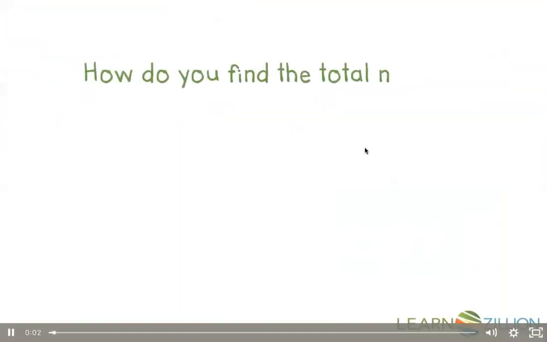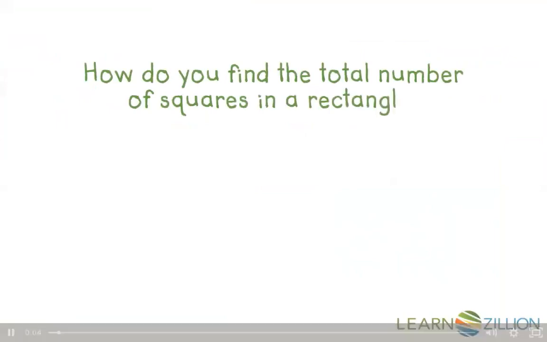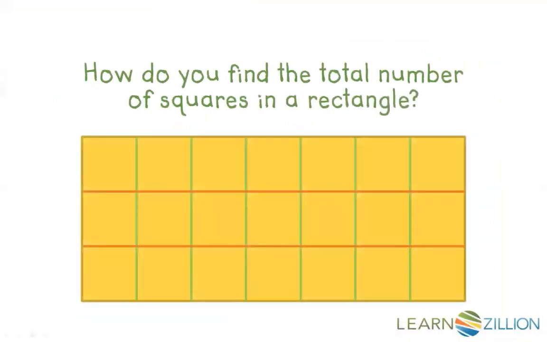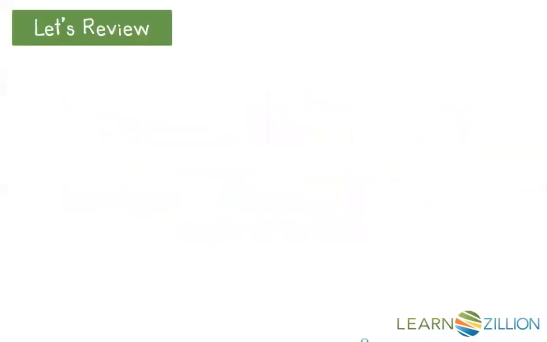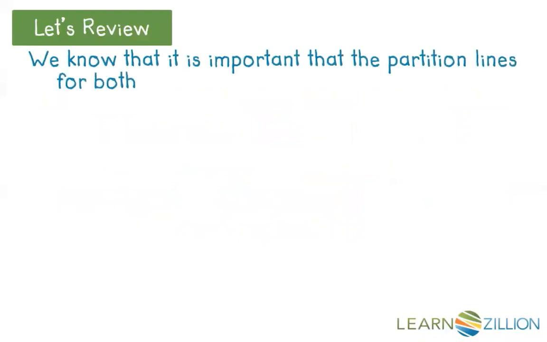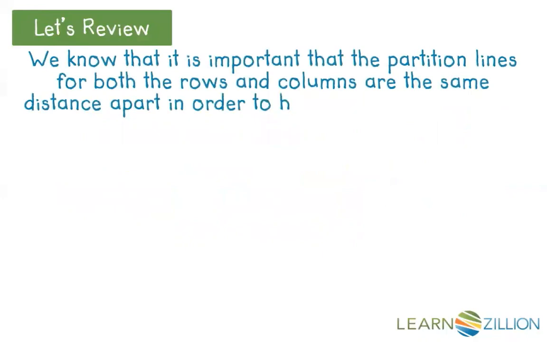How do you find the total number of squares in a rectangle? In this lesson, you will learn how to find the total number of same-size squares in a rectangle by dividing it into rows and columns. We know that it is important that the partition lines for both the rows and columns are the same distance apart in order to have same-size squares.